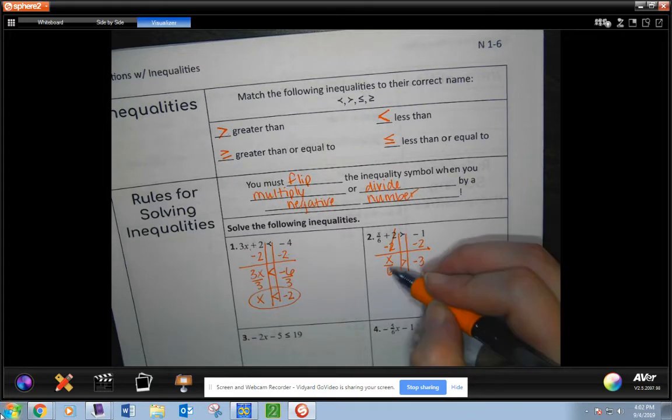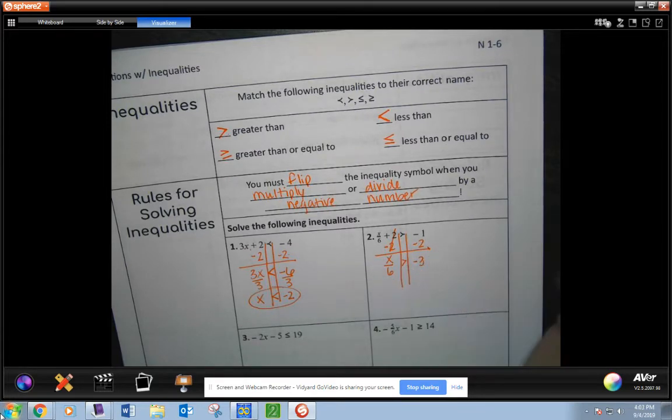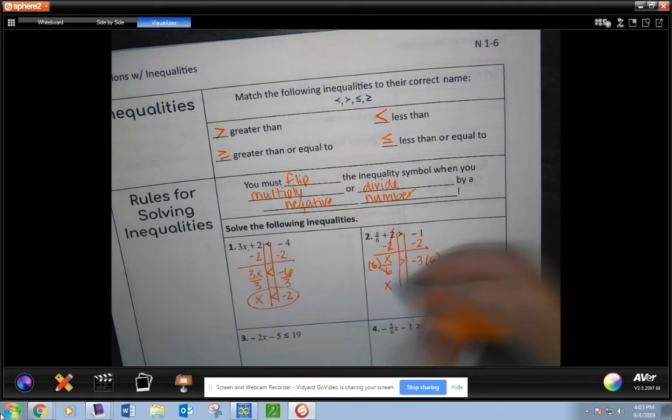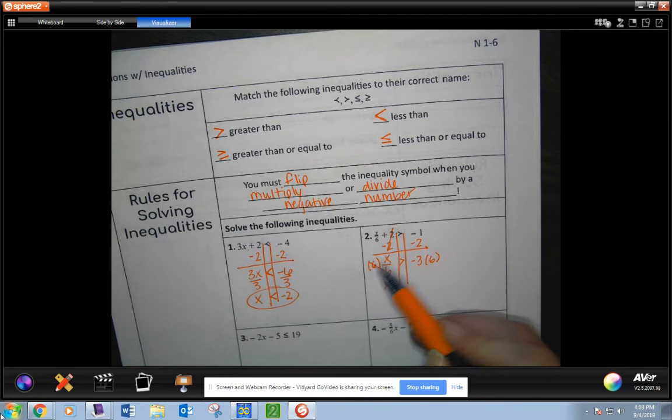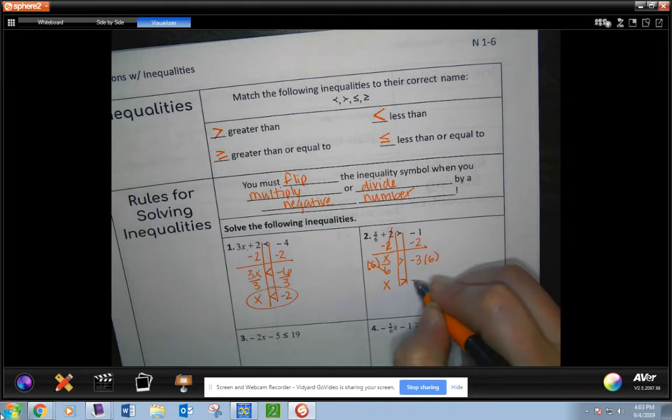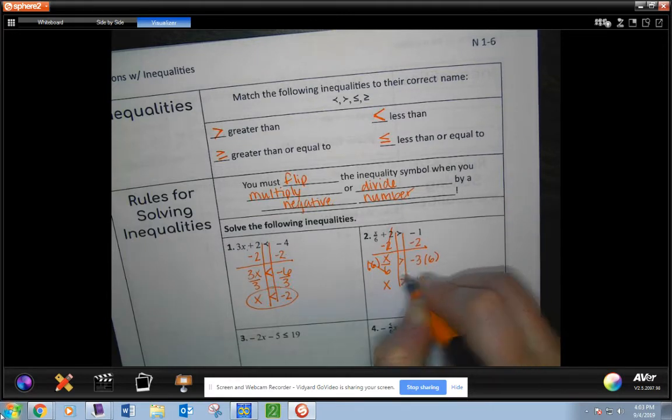From here, when you have x divided by 6, to get rid of division, you just have to multiply by 6. The 6's cancel, and I have x. Since I am multiplying, I did not multiply by a negative. That's a positive number. I leave my inequality alone, and this becomes a negative 18. And that would be my final answer.